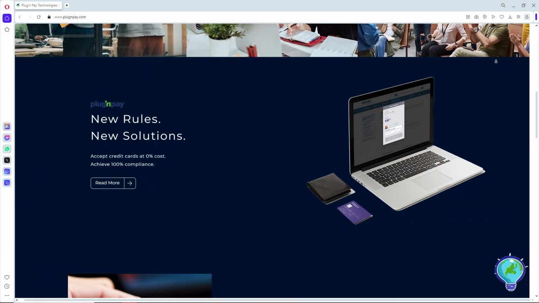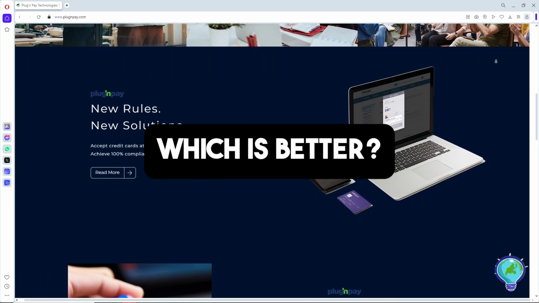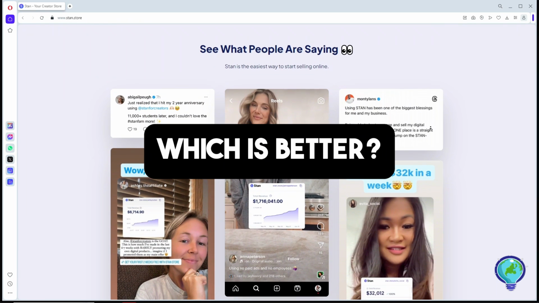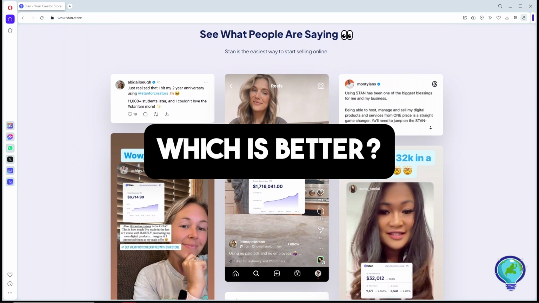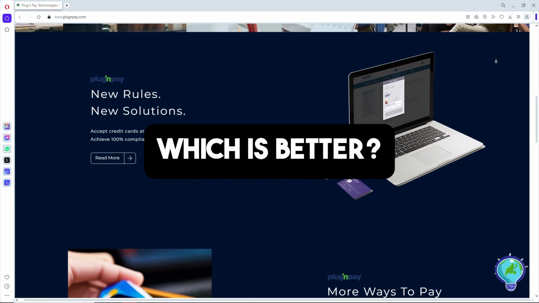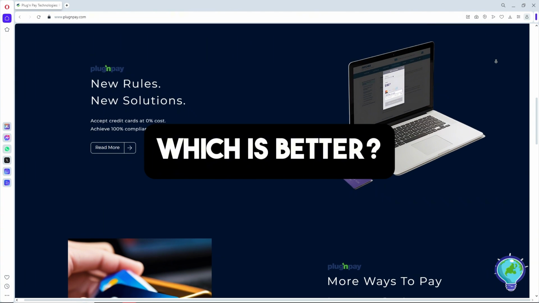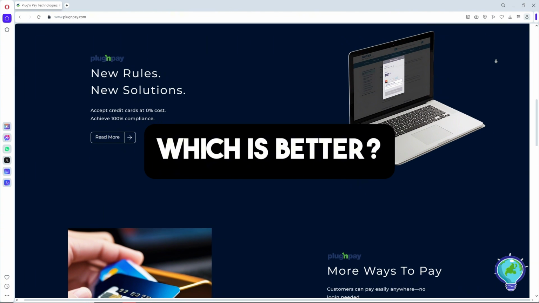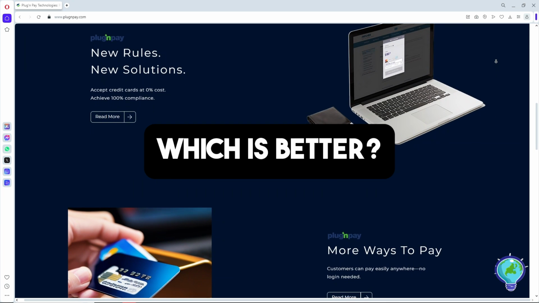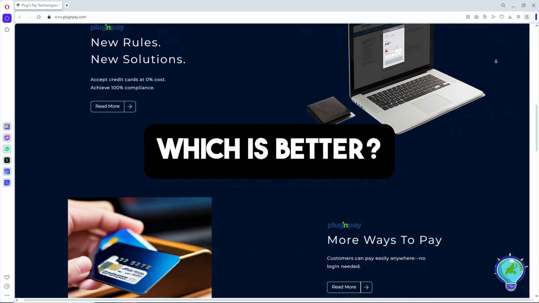So now the question is, which is better? So guys, choose StanStore if you are looking for an affordable, easy to use platform for digital products. And go for Plug and Pay if you need a versatile, feature-rich solution with advanced payment options and don't mind a steeper learning curve. And that's simply about it.